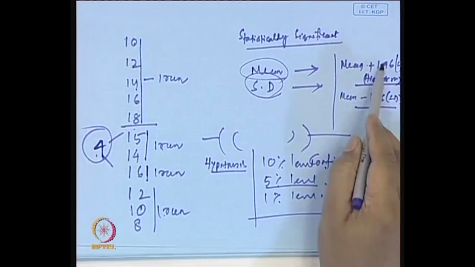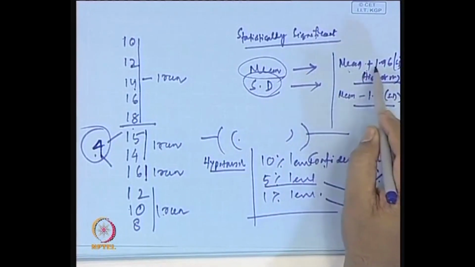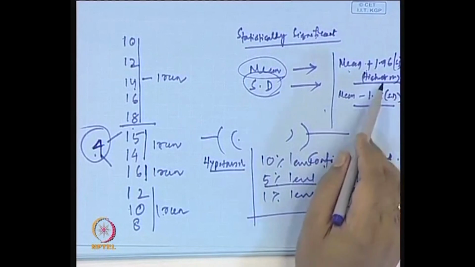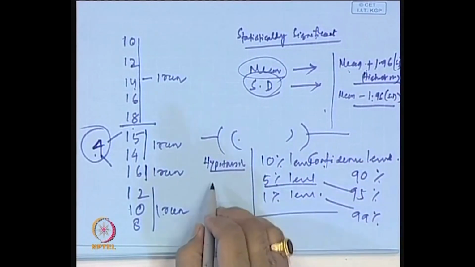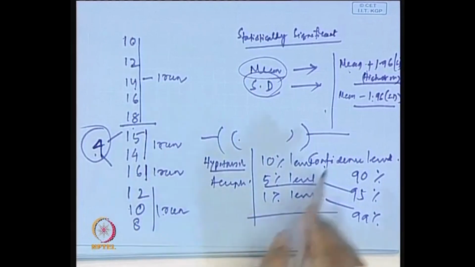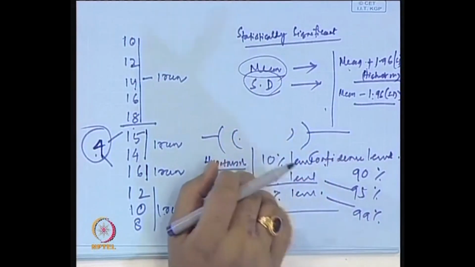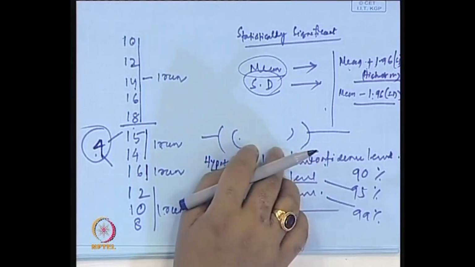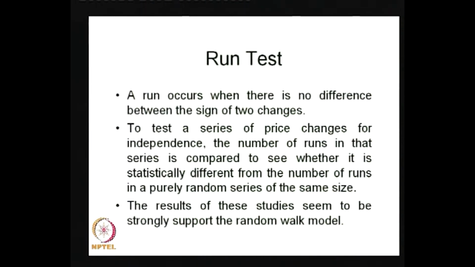If this value comes between mean plus 1.96 into standard deviation and mean minus 1.96 into standard deviation, then your hypothesis is accepted, and if it does not come within that region, then your hypothesis is rejected. That is why we ask whether it is statistically different from the number of runs in a purely random series of the same size or not. If it is, then the null hypothesis has been rejected, and if it is statistically not different, then our hypothesis is accepted.